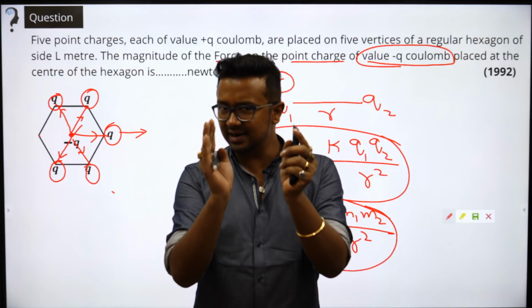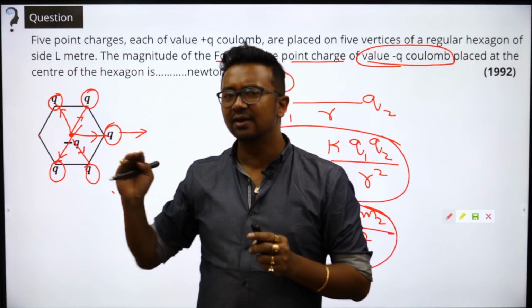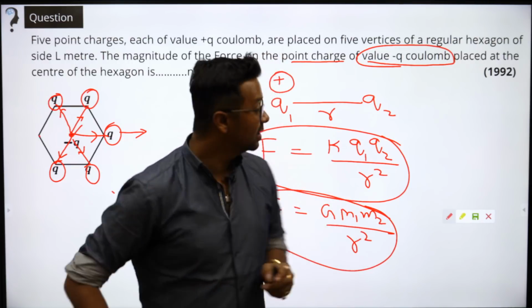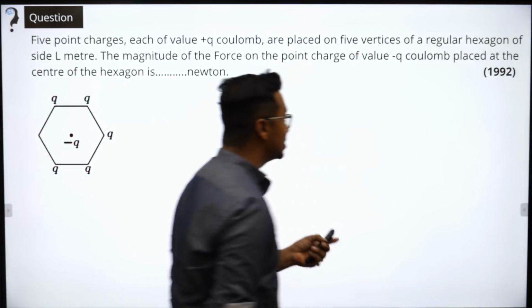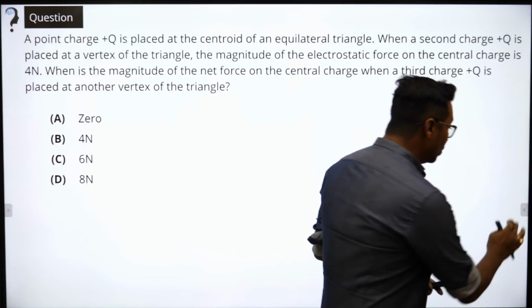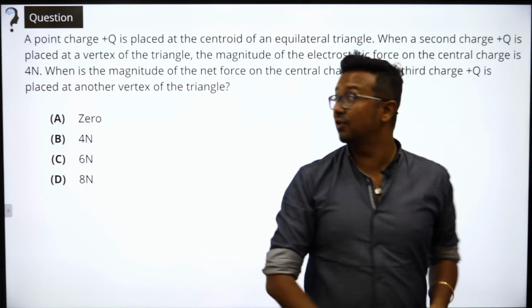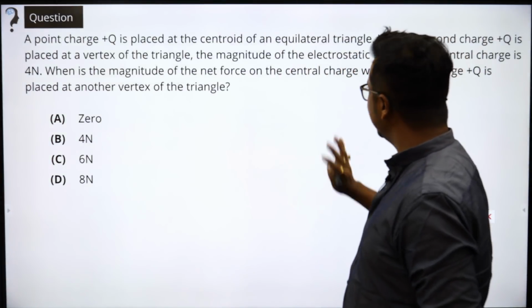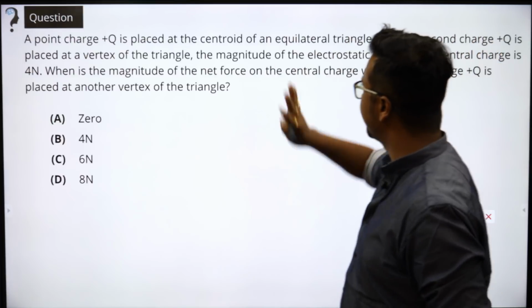Now let us understand a higher level question very similar to this. So we will go to that question first. Now let me explain to you the question. First of all, सारी चीजें बताए गए हैं.